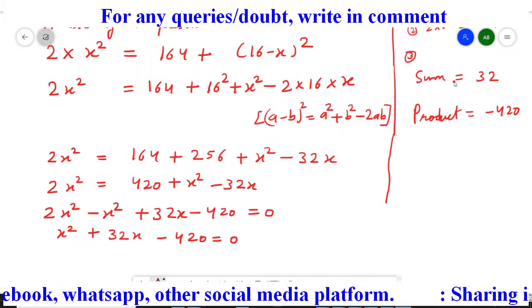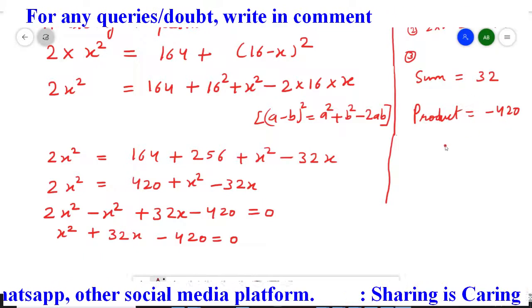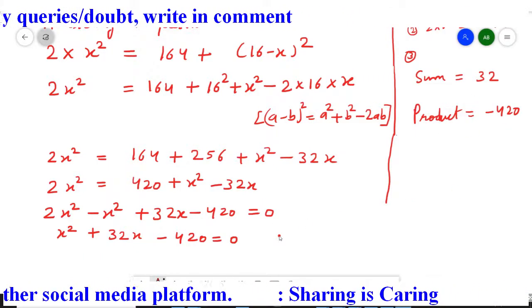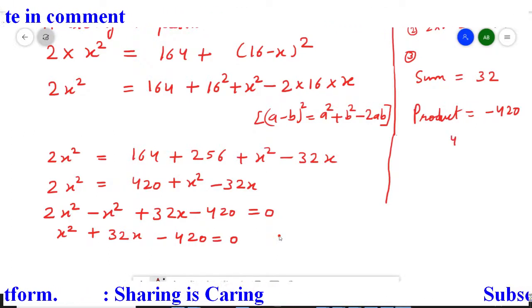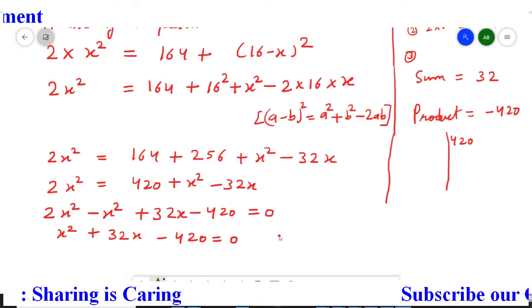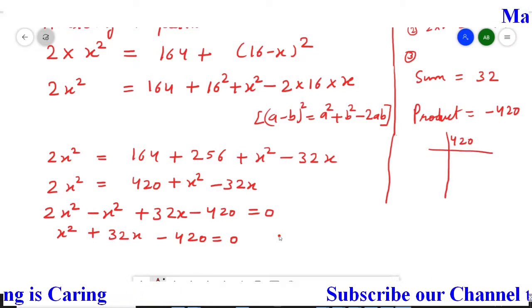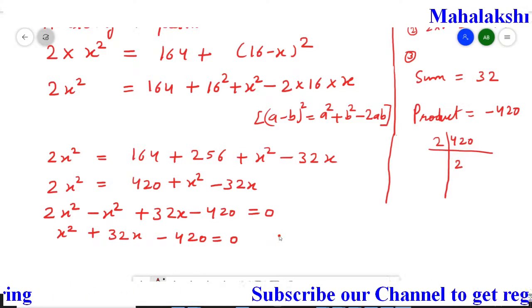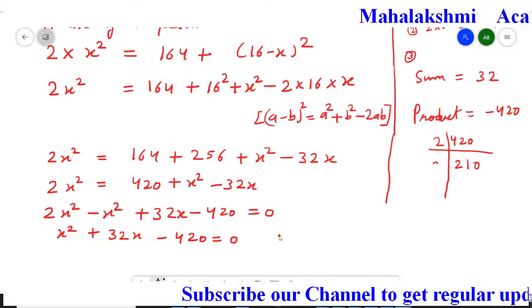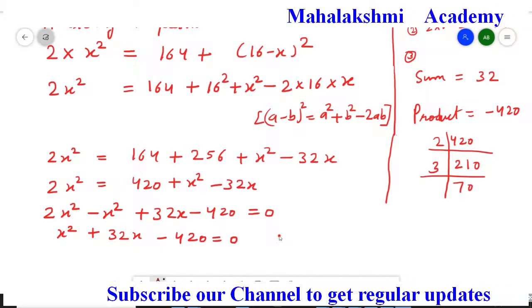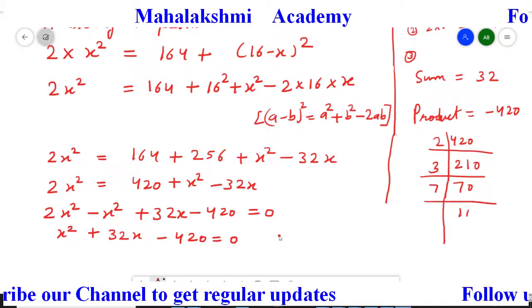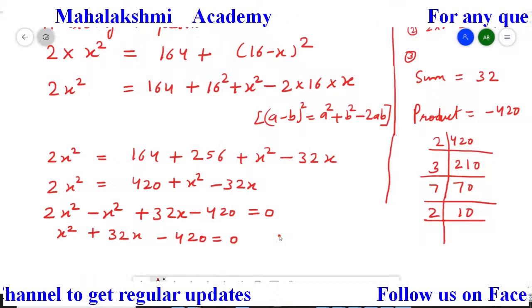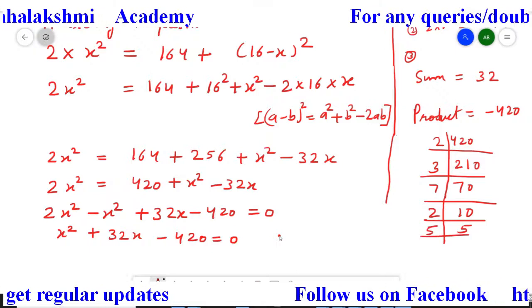And after finding sum and product, this 420 you just factorize, do the prime factorization, that will give us the prime factors. So when we factorize 420, you have to do only the prime factors, take care of this thing. So we will get here 210, then by 3 we get 70, then by 7, 10, then 2, 5, then 5, 1.